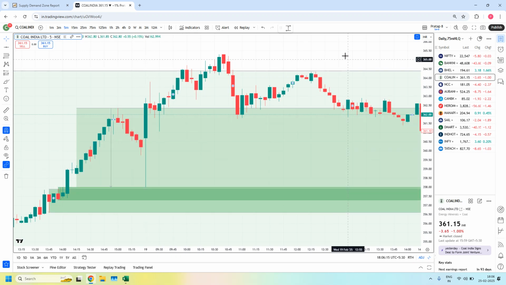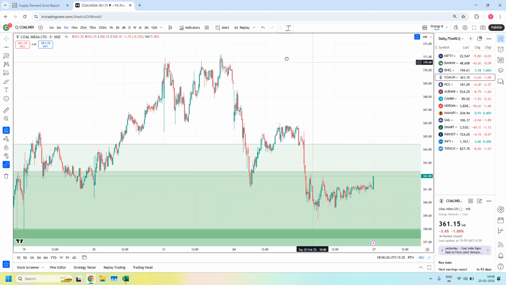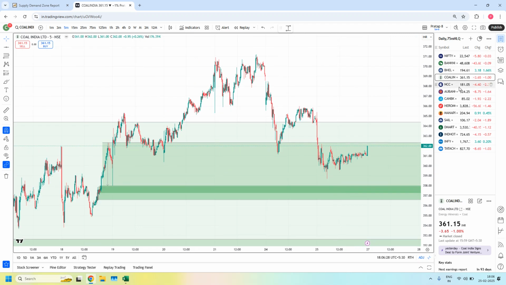Maybe it just touched, but that is okay. See the rejection. That's why we can consider another trade. But today prices did not come very near. They came and then again were strongly pushed. Maybe strong order flow might be here. Today we missed the trade.